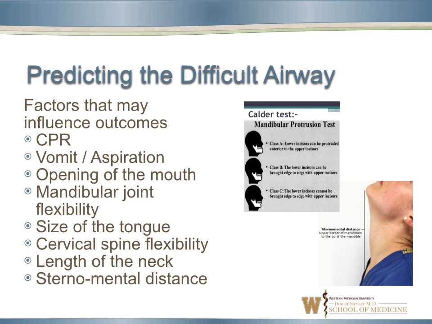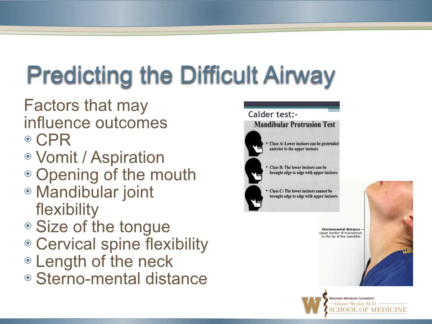The opening of the mouth. Can you get their jaw to open up wide? The mandibular protrusion test, you see a graphic there on the right. That helps us sometimes determine how far the jaw is going to be able to move so we can get in and visualize the cords well. And mandibular joint flexibility. The size of the tongue. If they have a tongue that takes up a large percentage of the oral cavity, it's going to be slightly more difficult to make sure that's displaced, especially problematic with endotracheal tubes, but also a challenge with supraglottic airways.